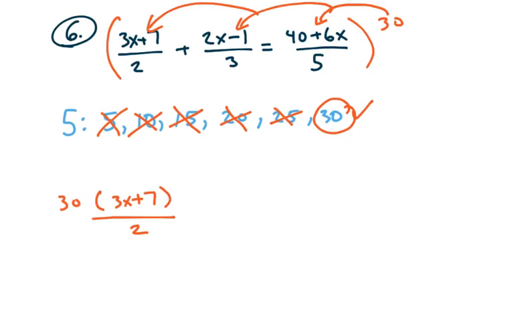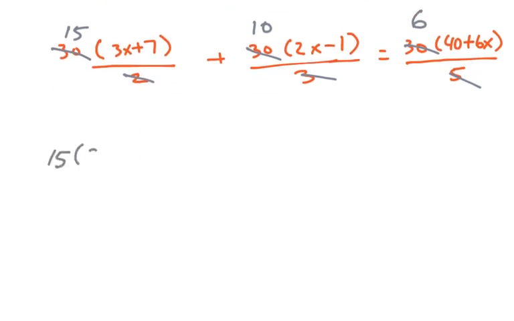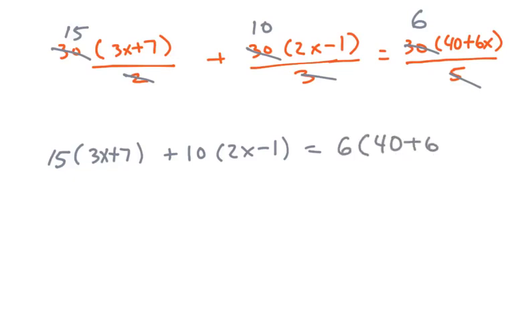So, 1 second, plus 30 over 3 equals 30 times 40 plus 6x over 5. Okay? So we did that, and the reason why we did this is so that we could divide these. So, in other words, 2 goes into 30 15 times, 3 goes into 30 10 times, 5 goes into 30 6 times. So this leaves me with 15 times 3x plus 7 plus 10 times 2x minus 1 equals 6 times 40 plus 6x.